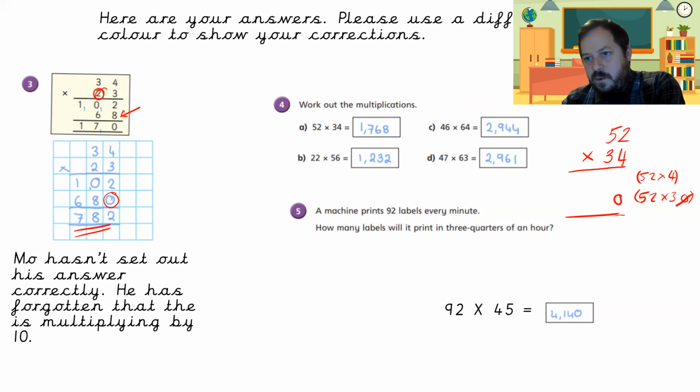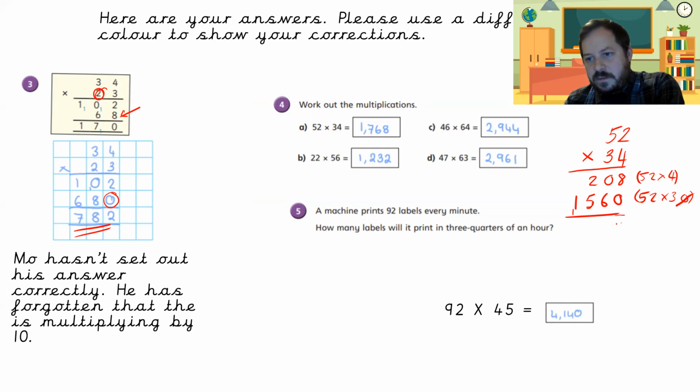Then I can do 4 times 2, which is 8. I can do 4 times 5, which is 20. Then I can do 3 times 2, which is 6. And I can do 3 times 5, which is 15. There's nothing else to add on there. So there we have it. Then what we need to do is add this all together.